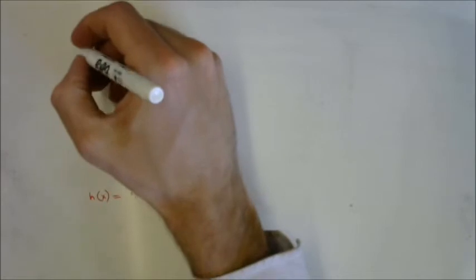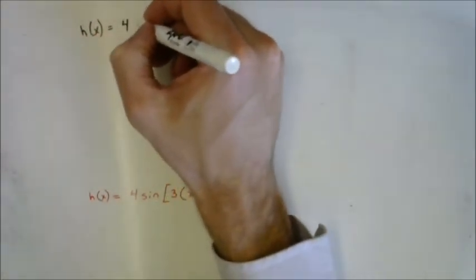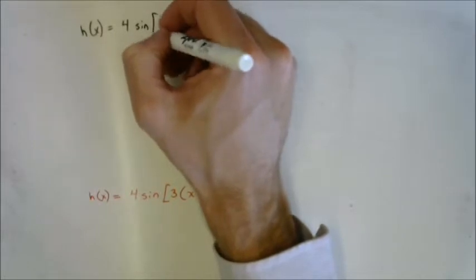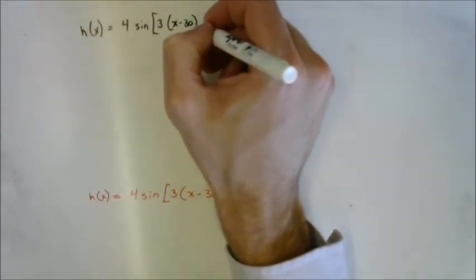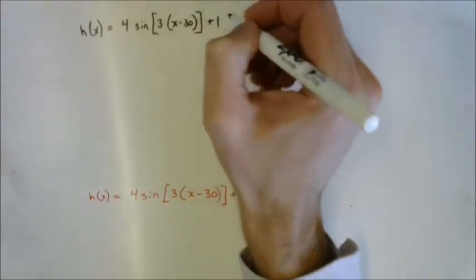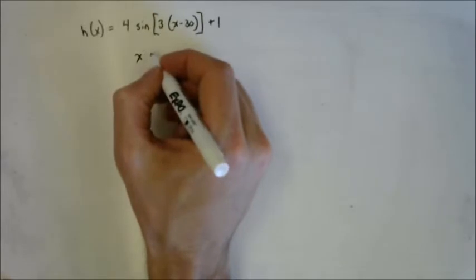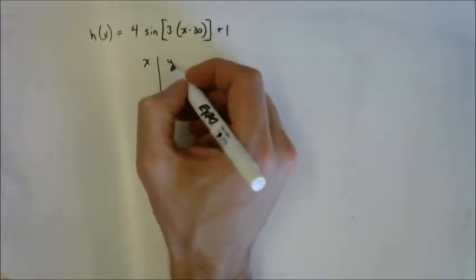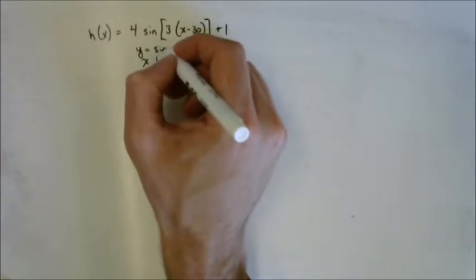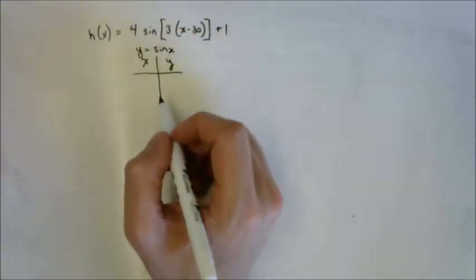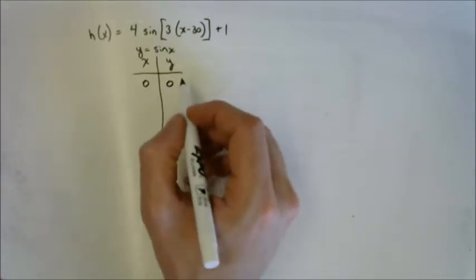I'm going to leave it there so that I can copy it up here. h of x equals 4 times the sine of 3 x minus 30 plus 1. We're going to start with the x and y values of y equals sine of x. Y equals sine of x goes through 0, 0. And then what happens to it?